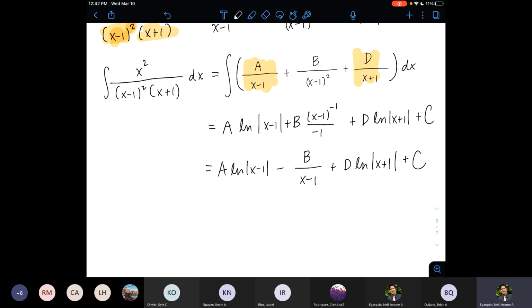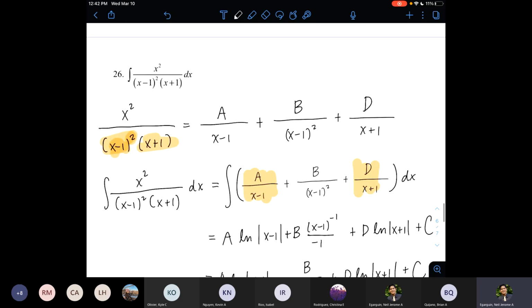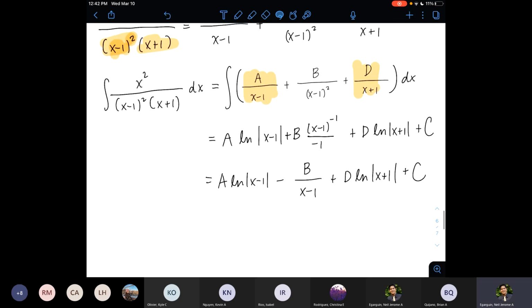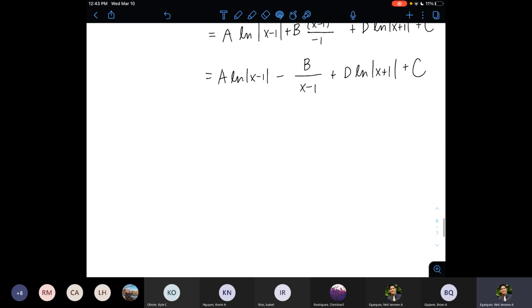And for that, we'll do the same thing as what we did before. So let me just copy this. And actually here you have done all the calculus steps. All that remains is to perform algebraic methods in order to solve for a, b, and d, which might take longer than the actual calculus steps.